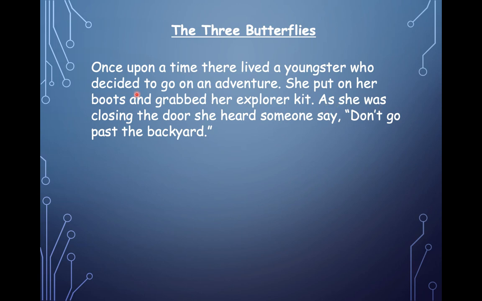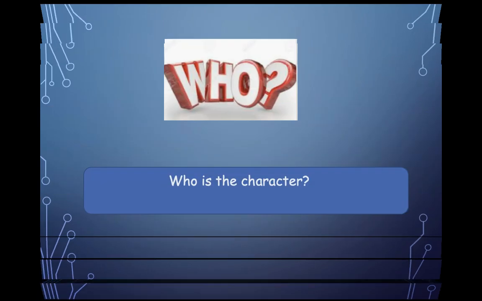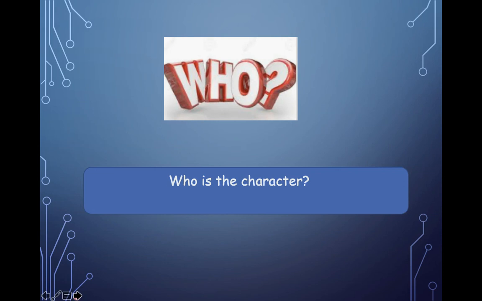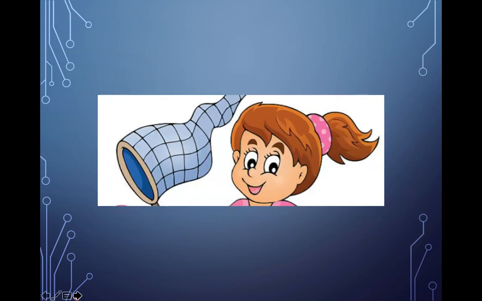Yeah. As she was closing the door, she heard someone say, "Don't go past the backyard." I'm thinking there was this little girl. She goes off. She's going out exploring, and I'm already having a text connection to, I think, Goldilocks. Are you doing that? Yeah. Who is the character? The character has to be a little girl that wants to go explore. Yeah, there's some exploring stuff. She has her net ready for exploring. We are so smart. Pat yourself on the back. Yay!